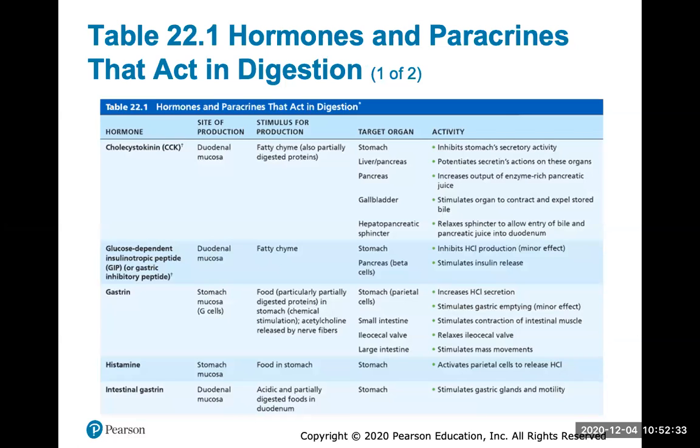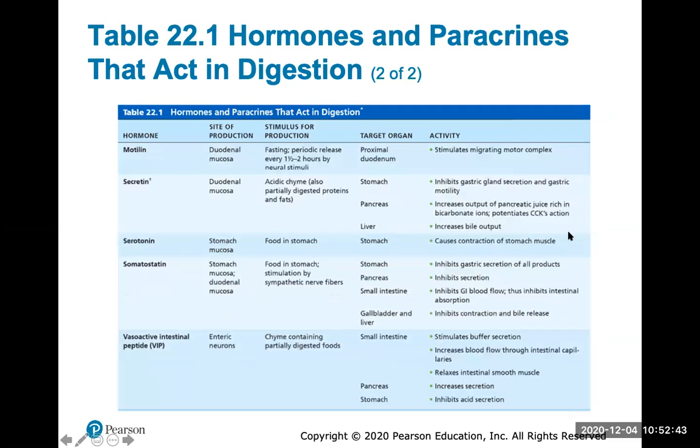Here are different hormones and paracrines that act in digestion. Again, maybe being familiar with the names is a good idea, but an understanding of exactly what they all do, I won't have you guys know.